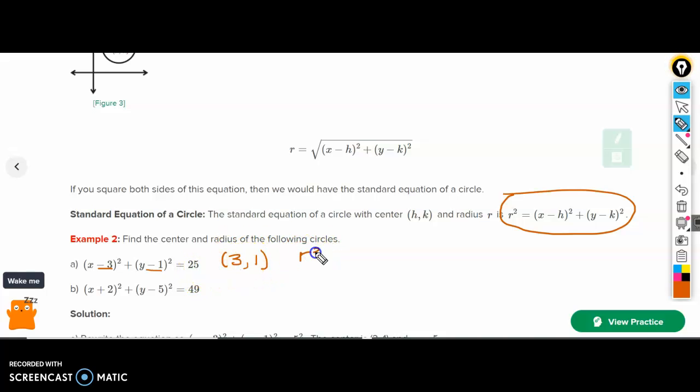25 is r squared. So that's already squared. We would have to square root it, and our r would equal 5. So you're going to have to square root this number to get the radius.